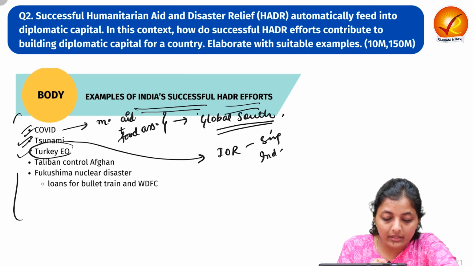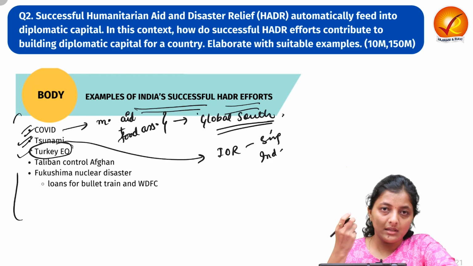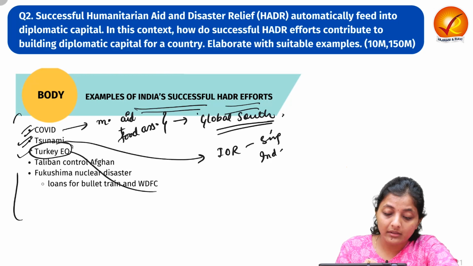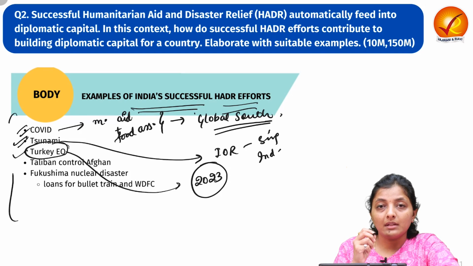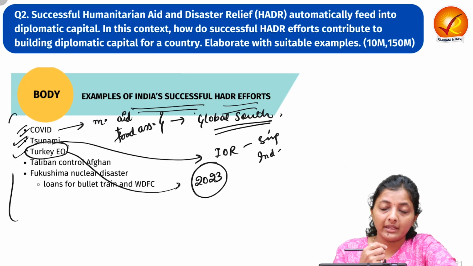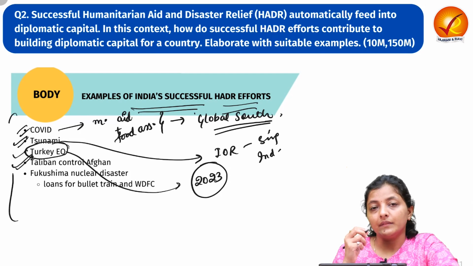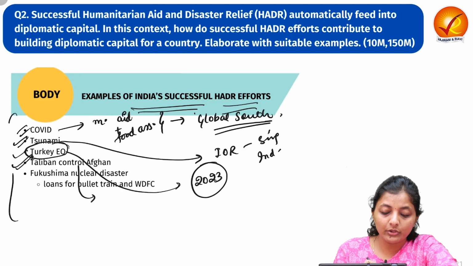Then the Turkey earthquake. Despite uneven relations in recent times with Turkey, when Turkey was hit by the earthquake in 2023, India provided HADR support. Then next, when the Taliban took control of Afghanistan and there was a humanitarian crisis there, India provided food assistance.